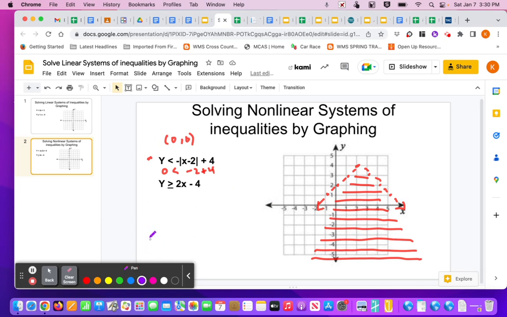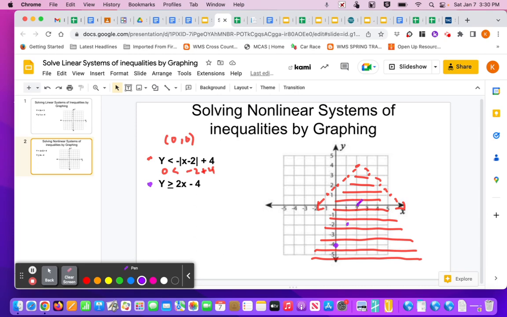Second one, we'll go in purple here. The second inequality that we have here is a linear inequality. It's in that form y equals mx plus b. I see a y-intercept of negative 4. I will plot that point right here. Slope of 2 tells me to rise 2, run 1. I will do that many times.